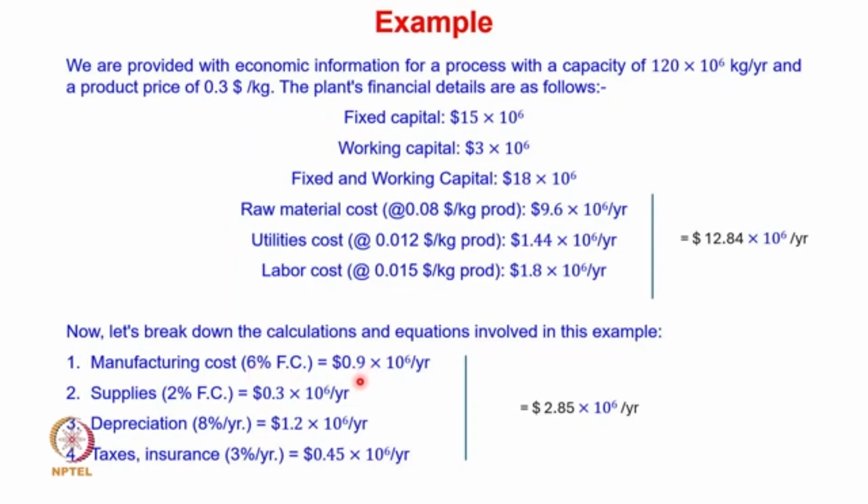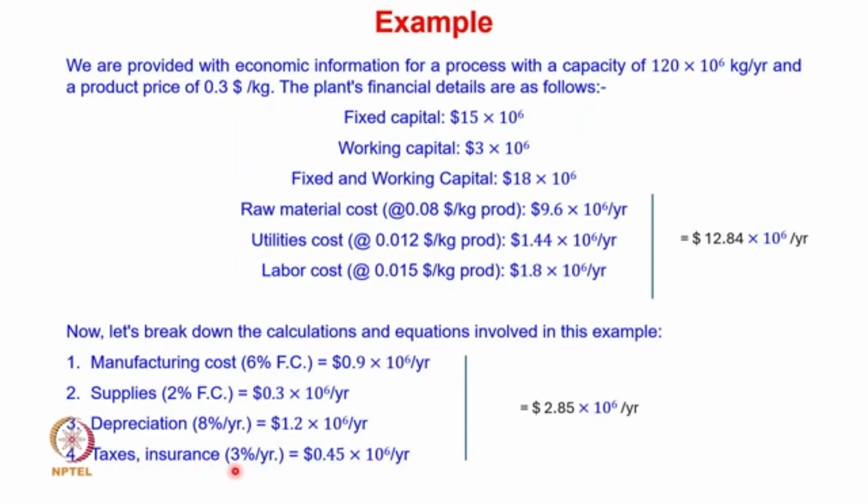So that is around 0.9 into 10 raised to power 6 dollars per year. Supplies 2% of the fixed capital. So fixed capital is again 15 into 10 raised to power 6 dollars, so that we can multiply here. We can get 0.3 into 10 raised to power 6 dollars per year. Depreciation rate we have taken 8% per year. So with this the depreciation cost comes around 1.2 into 10 raised to power 6 per year.